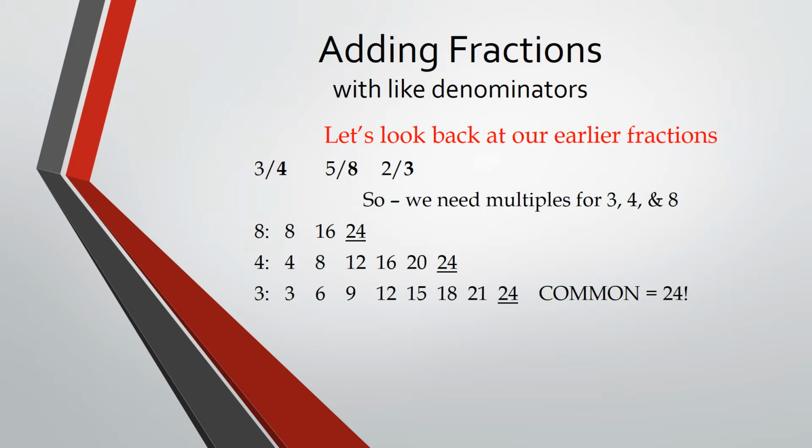Let's look back at our earlier fractions. We had 3/4, 5/8, and 2/3. So in this case, we need multiples for 3, 4, and 8. And I always suggest starting with the larger number, in this case 8. Because if I start with the largest number and use its multiples, I can just compare it to the smaller ones, and it's often much quicker than trying to go through a long row.